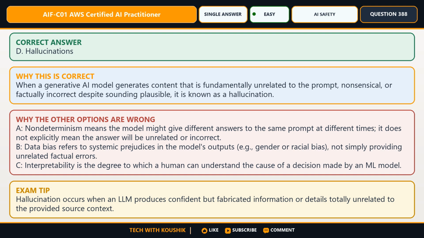The incorrect choices are plausible, but unsuitable because A. Non-determinism means the model might give different answers to the same prompt at different times. It does not explicitly mean the answer will be unrelated or incorrect. B. Data bias refers to systemic prejudices in the model's outputs, for example, gender or racial bias, not simply providing unrelated factual errors. C. Interpretability is the degree to which a human can understand the cause of a decision made by an ML model. Hallucination occurs when an LLM produces confident but fabricated information or details totally unrelated to the provided source context.